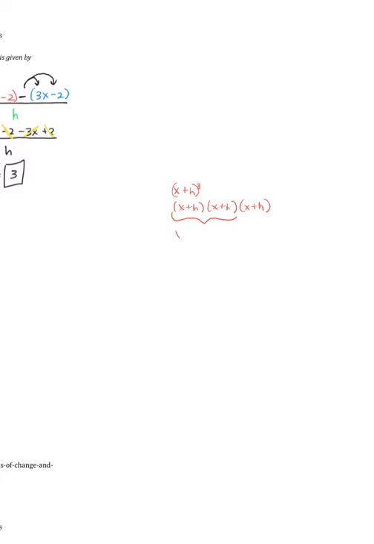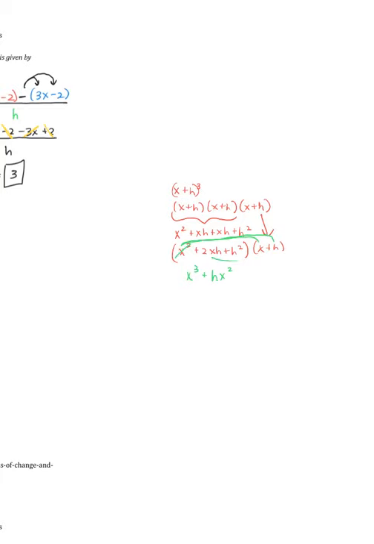So this is going to give me x squared plus xh plus xh plus h squared. So that'll be x squared plus 2xh plus h squared. So that's the first 2. I still have to multiply it by this third x plus h. So now that will be, let's see, x squared times x is x cubed. x squared times h is plus hx squared. So I've distributed that one.